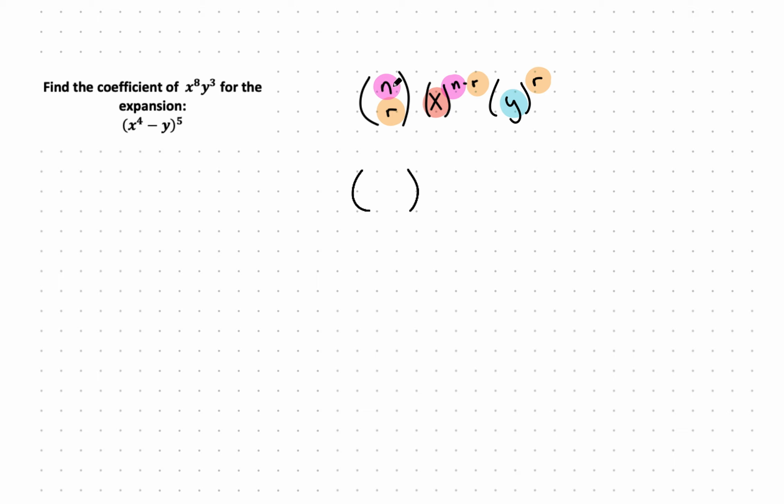So n is going to be what we're to the power of. Remember that, that's our n, our 5 over here, so I can fill that in. It's going to be 5 choose what? I don't know yet, but I am going to figure it out. What is my x in this scenario? Well, remember, this x and y come from the formula x plus y, so I've got x to the 4. So that's going to be in here. So not just x, but x to the power of 4. And then that's going to be to the power of n minus r.